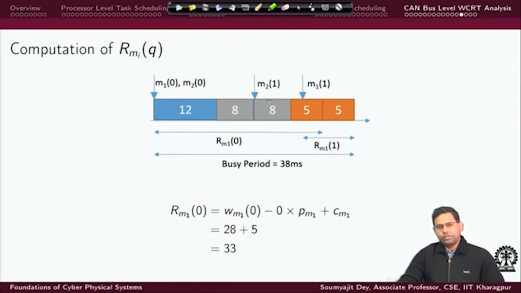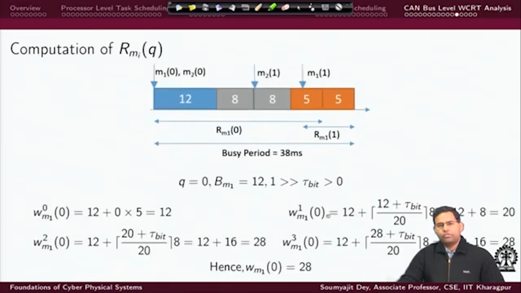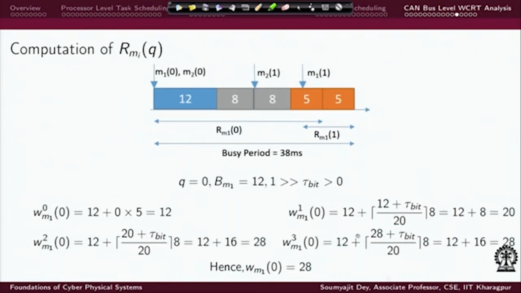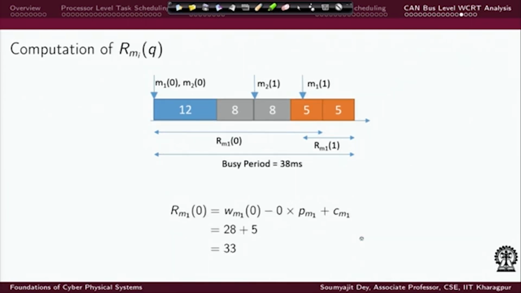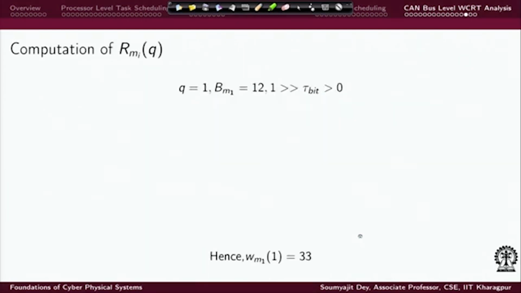You have this message instance of M2 coming right here, so you have this interference, another is coming here, so you have this interference, and that's getting added up through these 2 iterations of these equations, and then it stabilizes.